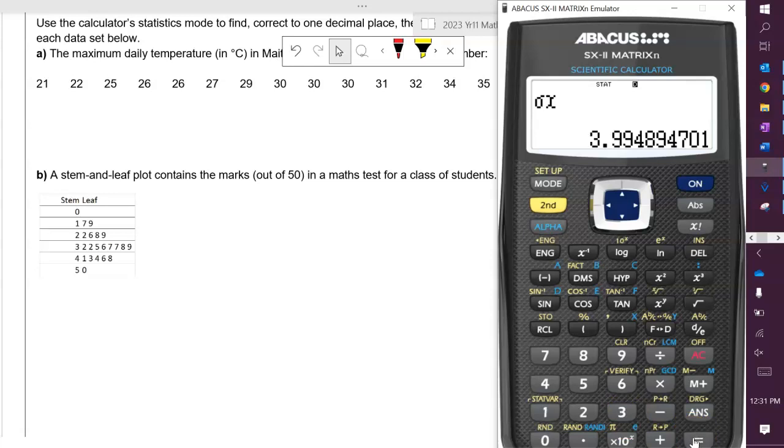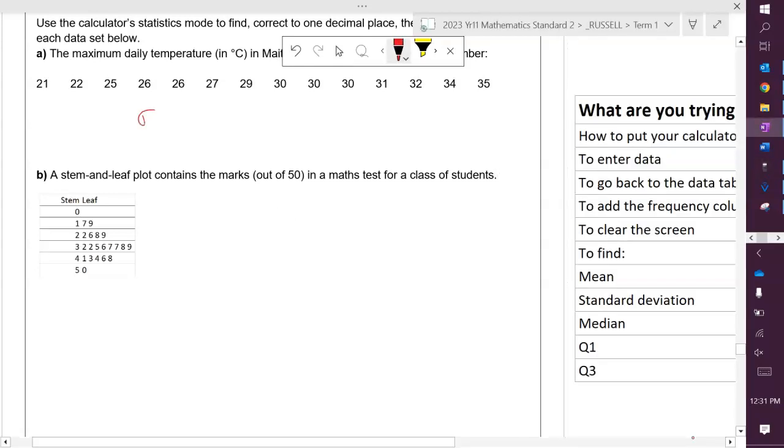And what it's wanting is this number to one decimal point. So my standard deviation is going to be 3.99489, but I want it to one decimal place. So that just becomes 4.0 degrees Celsius. And what our standard deviation tells us is how far away numbers are from the mean.